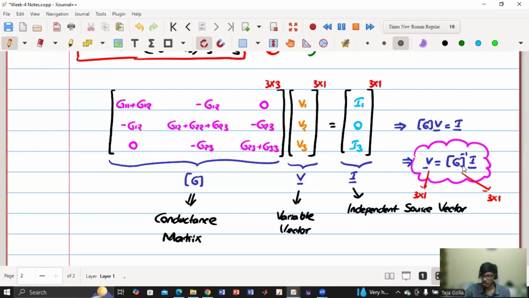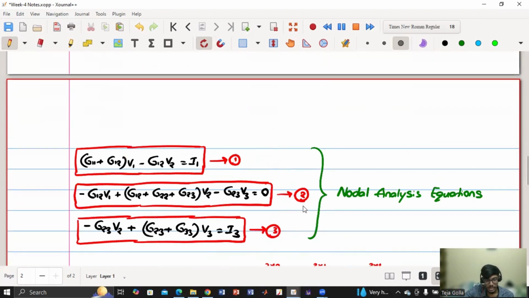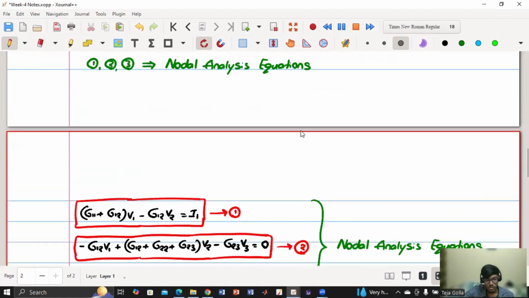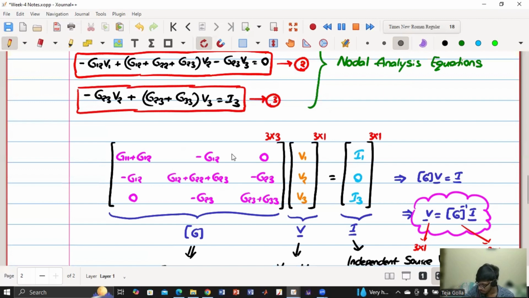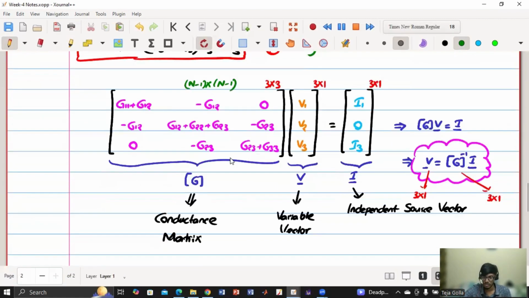Yeah. So now, first of all, here the conductance matrix is 3 cross 3 because we have applied three nodal equations, because our nodes are 4. So the size of this is basically n minus 1 cross n minus 1, because when n nodes are there, we'll get n minus 1 equations. So that's why the matrix size is n minus 1 cross n minus 1. So this is called the conductance matrix.